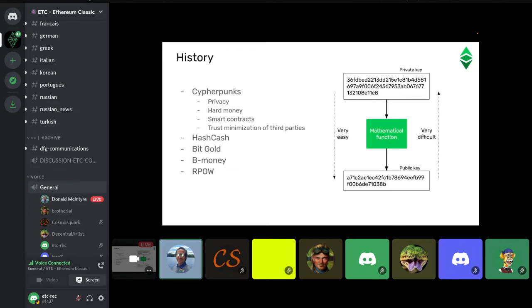So HashCash, BitGold, and B-Money are the key components of Bitcoin and Ethereum 1 and Ethereum Classic. Those are the technologies.